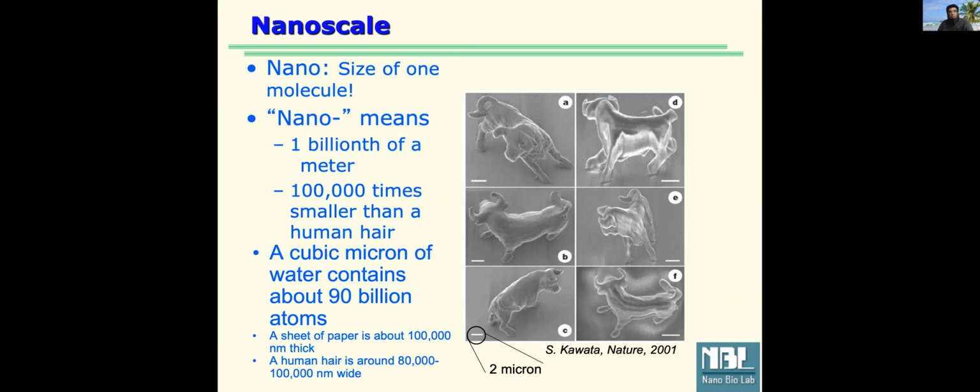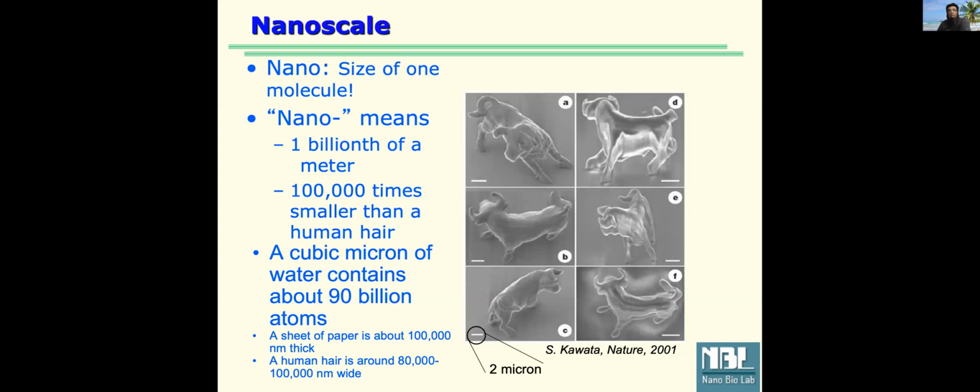A sheet of paper is about 100,000 nanometer thick. Now, if I convert that 100,000 nanometer into micrometer, I would drop the last three zeros and that would give me 100 micrometer. If I were to explain that in millimeters, I will have to divide it by 1,000 and that would become 0.1 millimeter. So just to give a perspective.